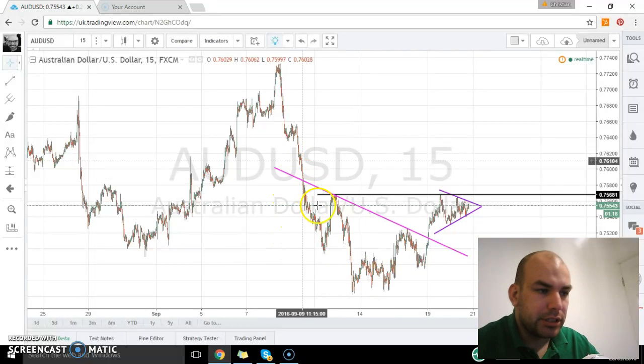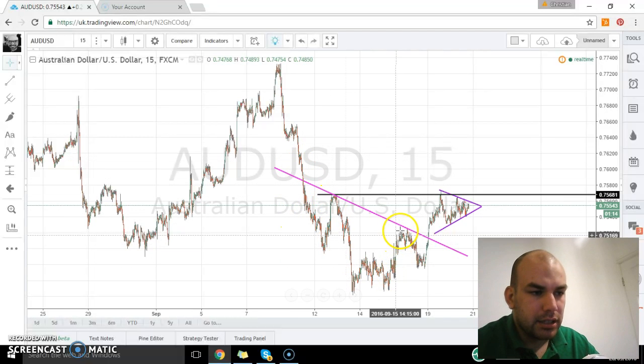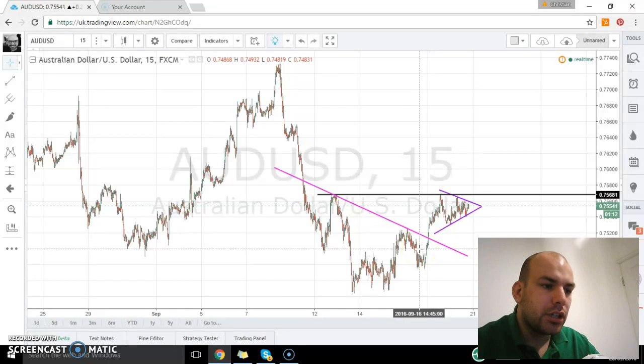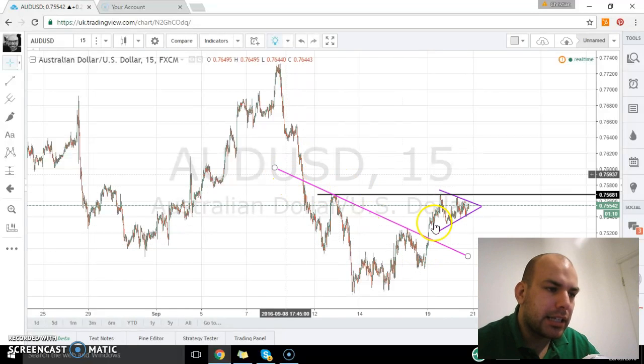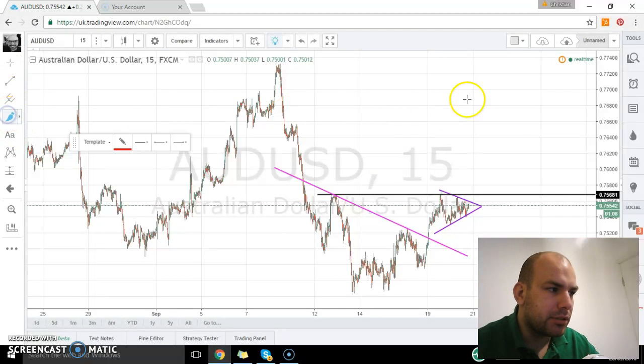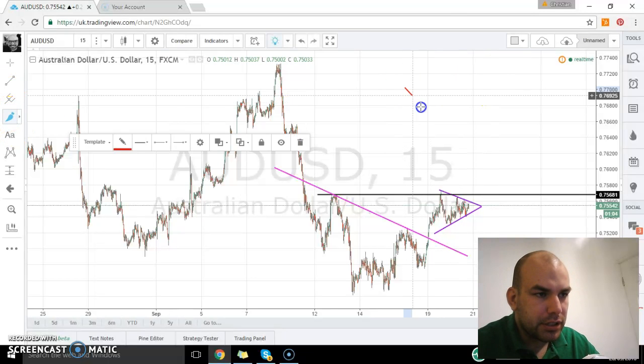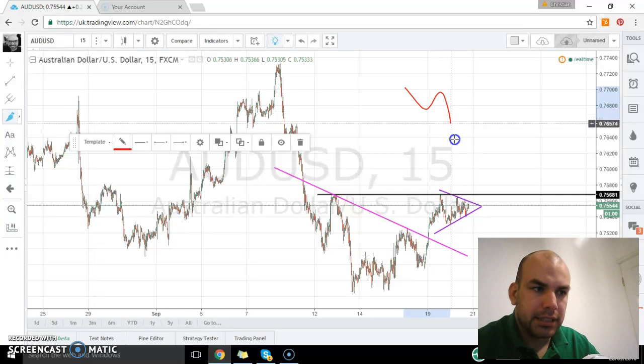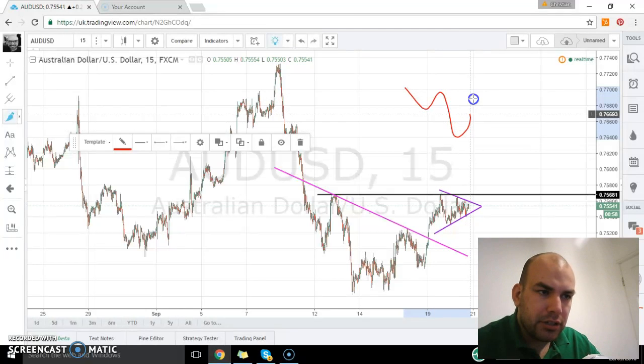So you can see here we do have an inverse head and shoulders pattern forming, but the important thing to note is the neckline, the pink line here, is not horizontal. As we've already discussed in another example, you tend to have an inverse head and shoulders pattern that looks a bit like this. So it looks very symmetrical.